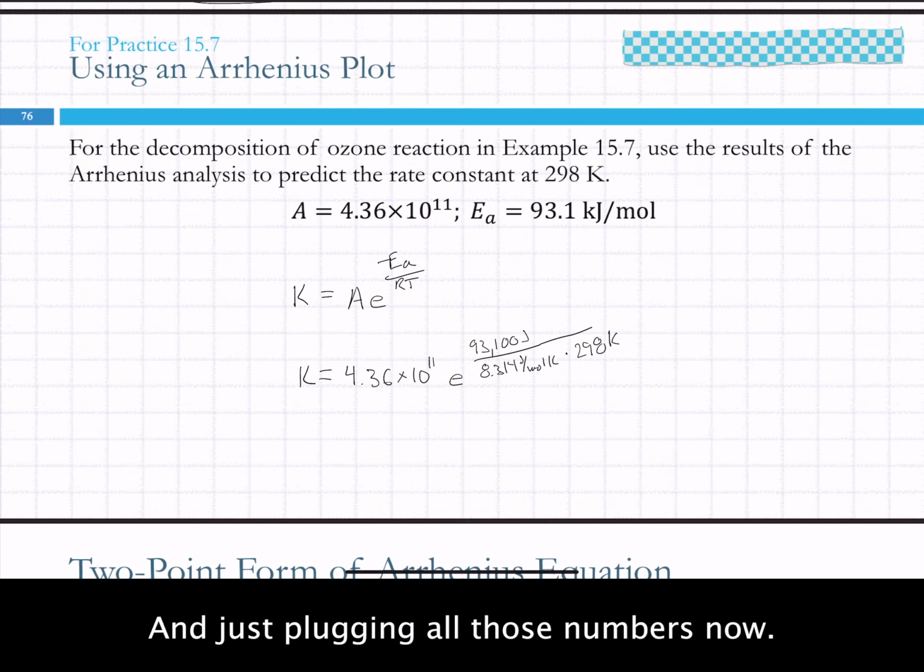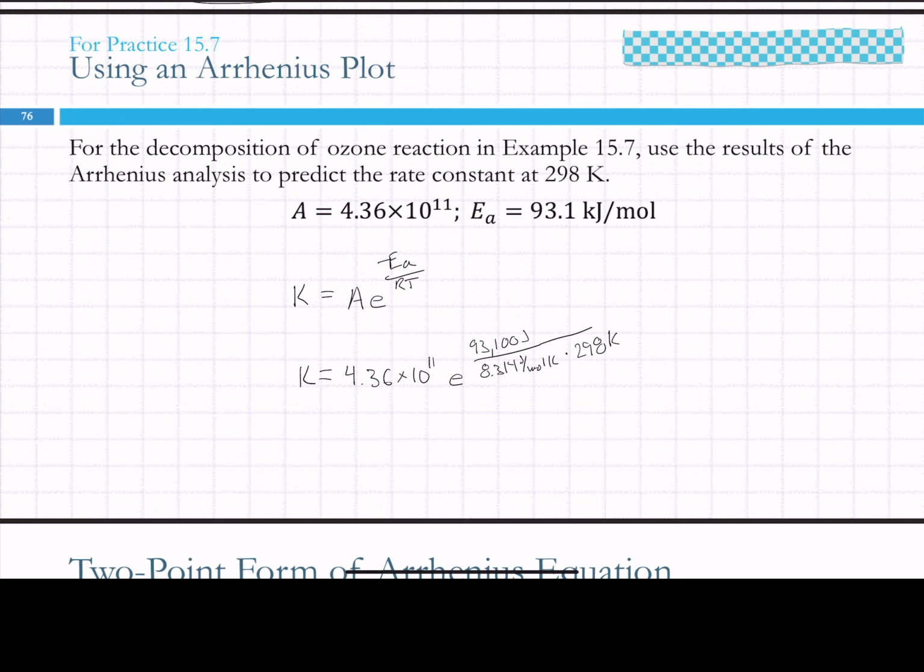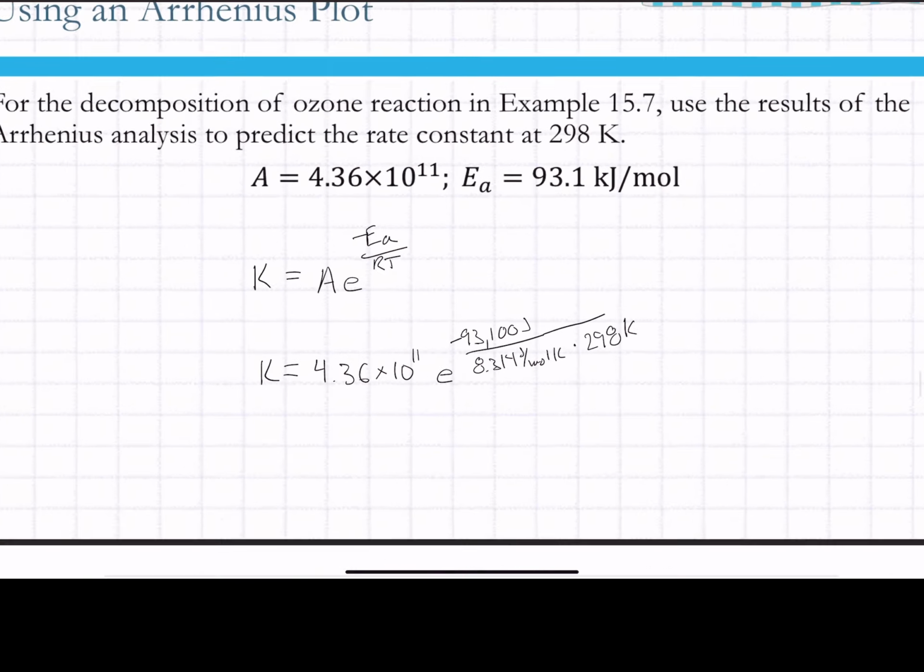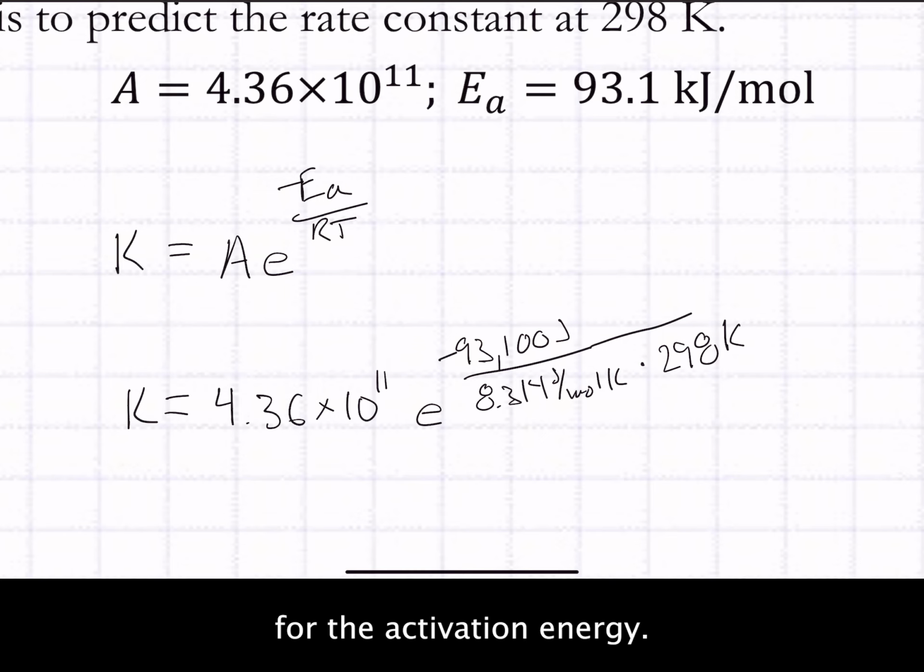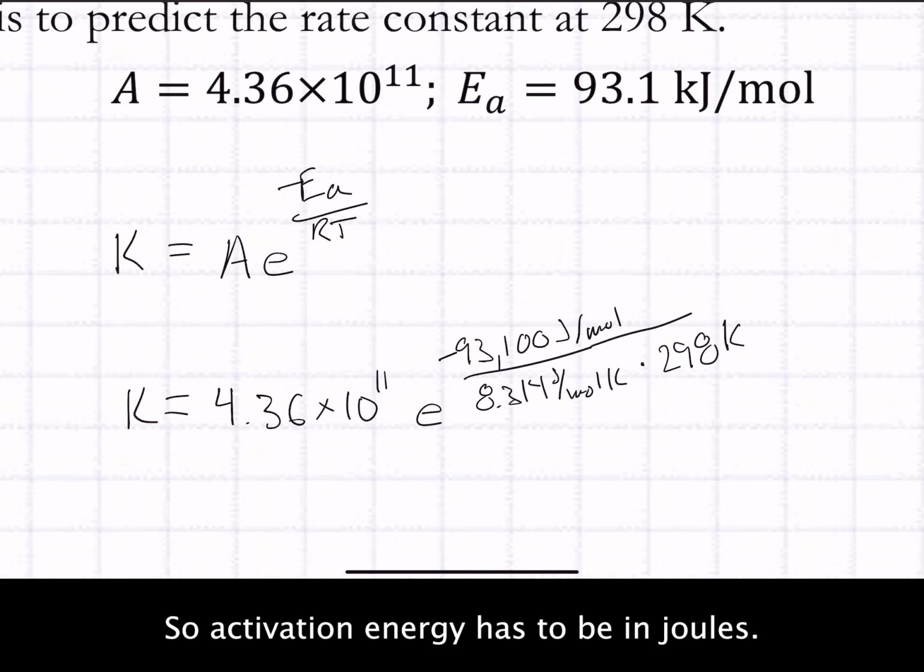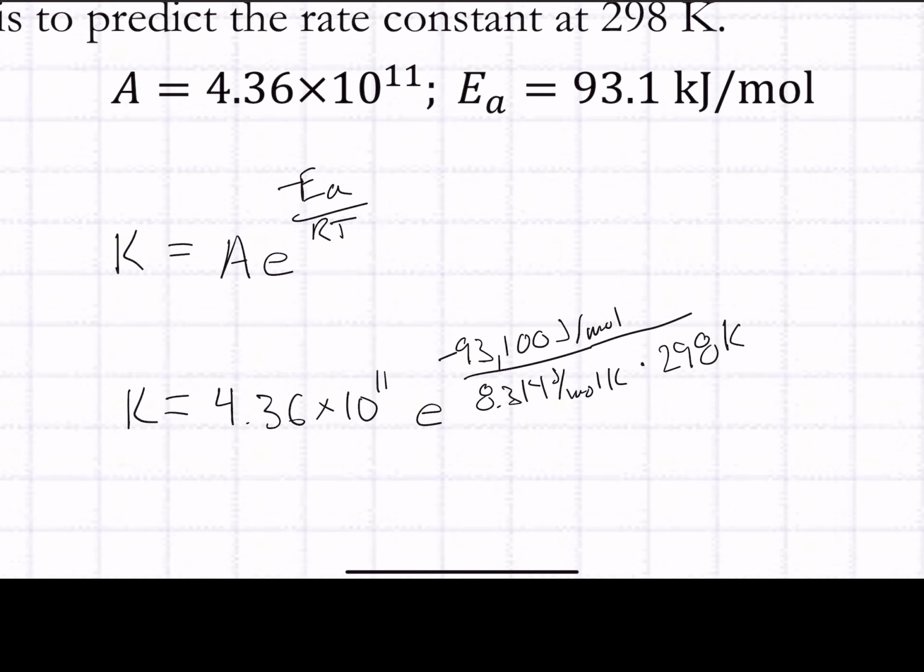Just plug in all those numbers now. Oh, don't forget the negative. And I do want to point out, I converted from kilojoules to joules for the activation energy, because R is in joules, 8.314 joules per mole Kelvin, so activation energy has to be in joules.